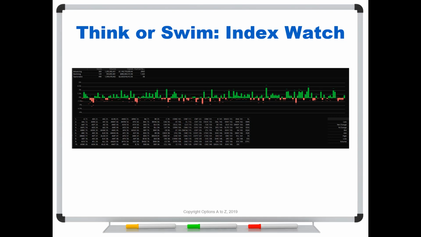Maps. And in this video we're going to talk about the Index Watch, which is a related feature in the Thinkorswim platform. Both the heat maps and the Index Watch give you a really simple way of getting a bird's eye view of what's happening in the market, which stocks are up, which are down, and by how much. They go about it a little differently, so that's why I've separated them into two different videos.